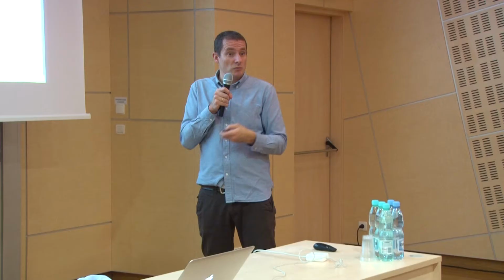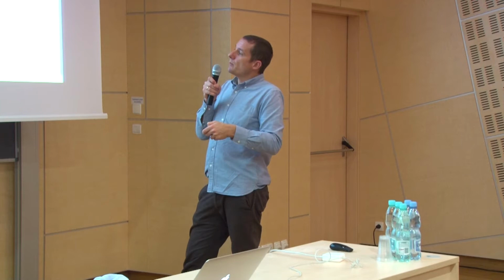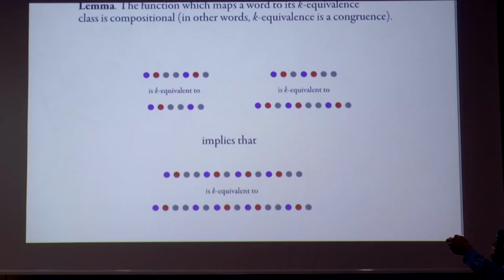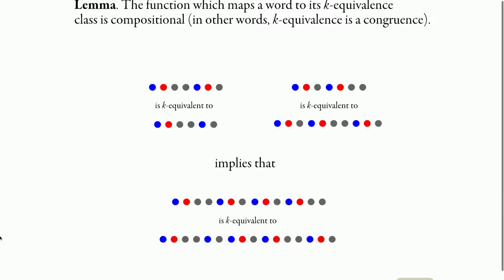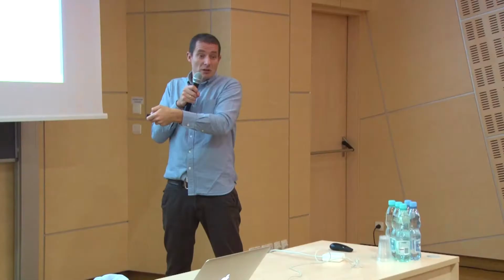And you can think of the same thing as compositionality, because it says that if I compose these two words, I don't need to know which one it was, as long as I know the k-equivalence class of it. That's what this says. It doesn't matter which representative of the k-equivalence class you chose here or here, as long as you're only interested in the k-equivalence class. That's what compositional function means. And this boils down to saying that k-equivalence here and k-equivalence here implies k-equivalence here. So compositional function and congruences are the same thing.